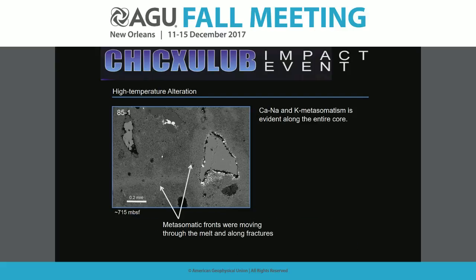Now let's take a closer look. This is a backscatter electron image. This is a 0.2 millimeter scale bar.